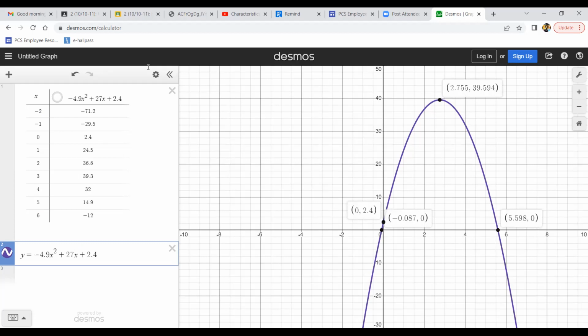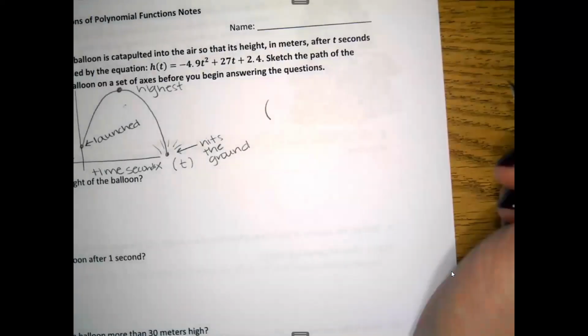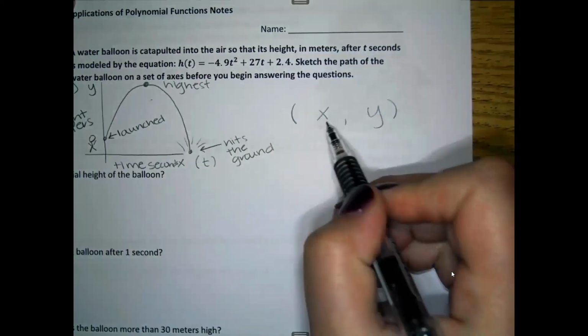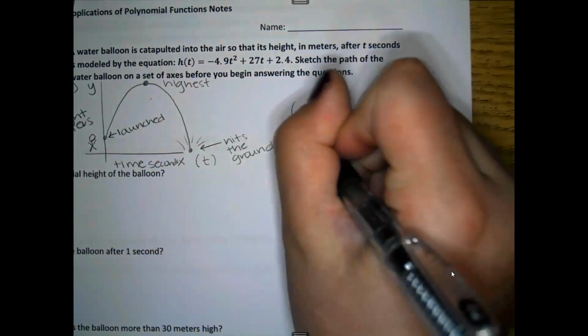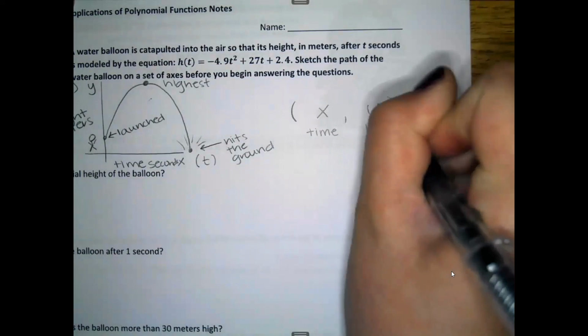Okay, so we're going to go back to the story problem. We're going to label one more thing, and then we're going to start answering questions. So when we do this, we have two coordinates. We have the x coordinate, we have the y coordinate. We know that the x coordinate stands for the time, and the y coordinate stands for the height.